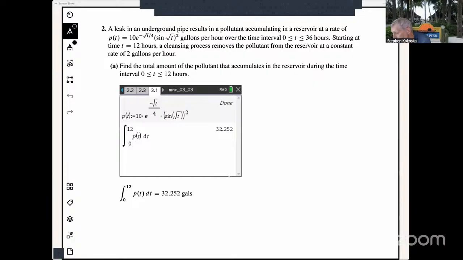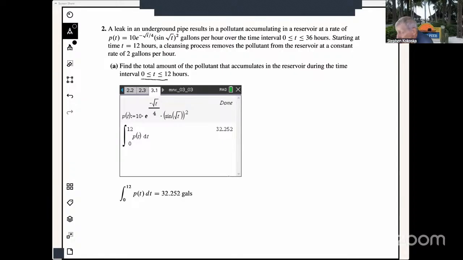But starting at 12 hours, somebody has recognized this. Oh my goodness, the reservoir is being polluted. We're going to introduce a cleansing product that somehow attaches itself to this pollutant, and that's being pumped into the reservoir at a constant rate of 2 gallons per hour. Find the total amount of pollutant that accumulates in the reservoir over the time interval 0 to 12 hours.